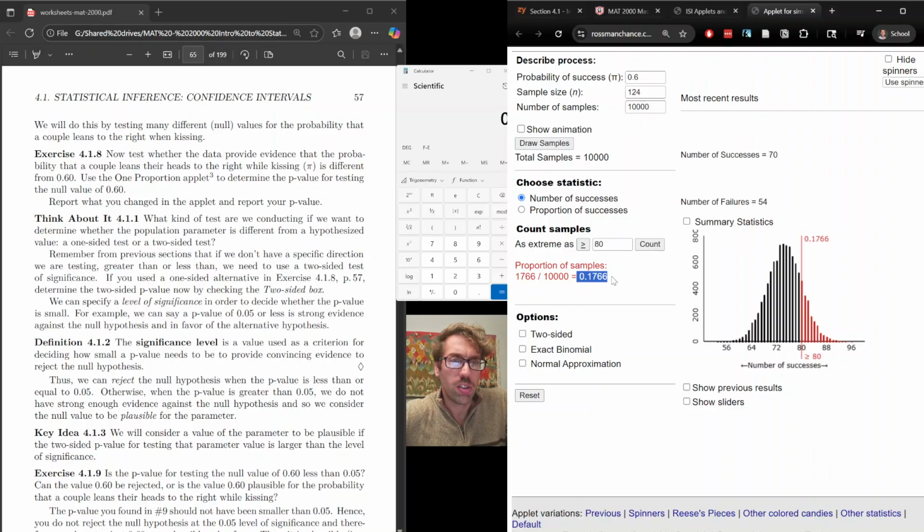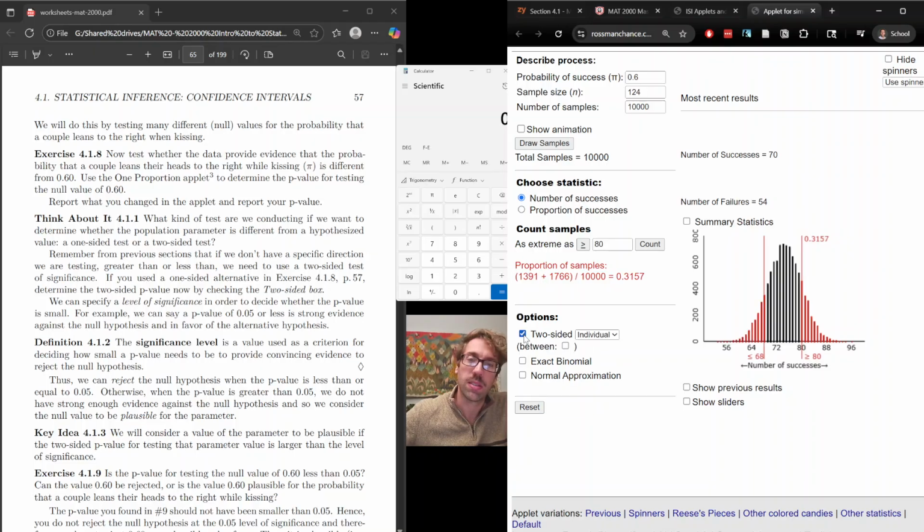So report your change in the applet and record your p-value. Now let's pause. What kind of test are we conducting if we want to determine whether the population parameter is different from a hypothesized value, a one-sided or a two-sided? And the answer is two-sided. So we want to start doing something like this, clicking the two-sided from now on.